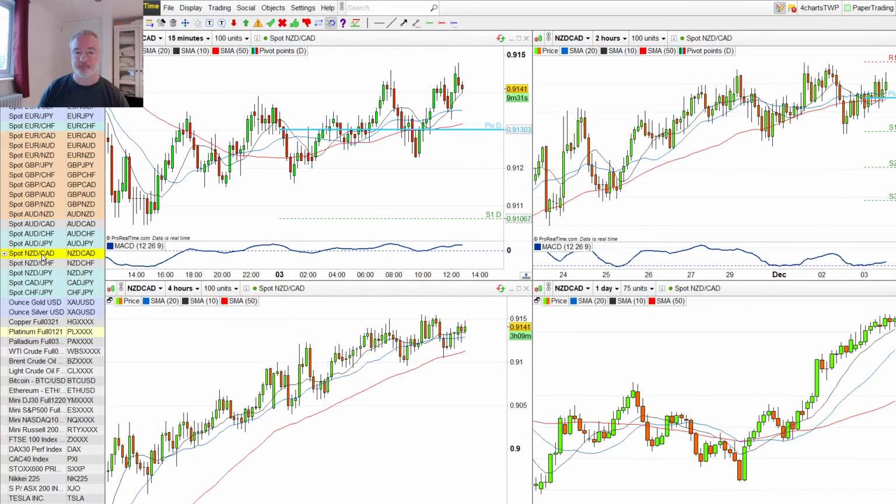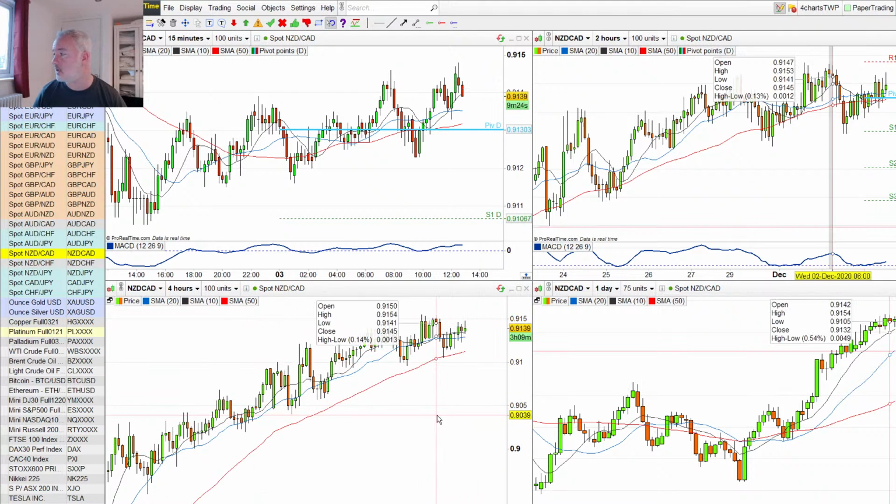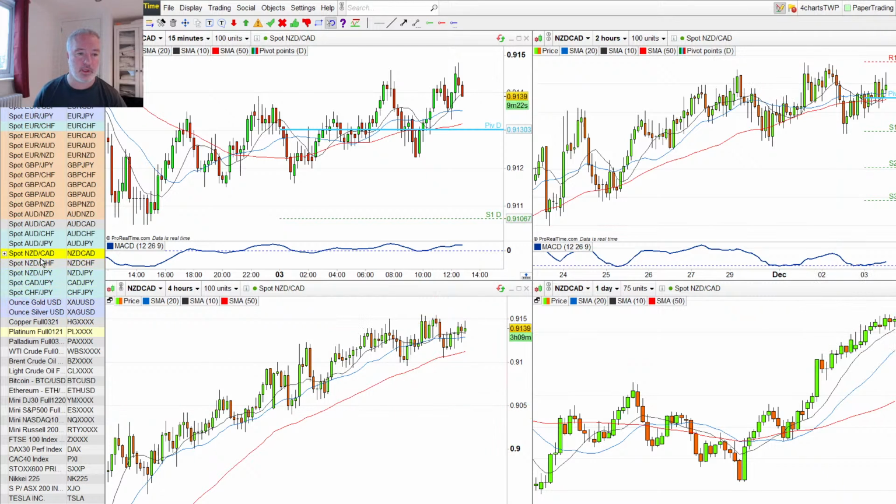Kiwi CAD. Problem with Kiwi CAD is we can see the momentum is bullish. But it's really choppy. It's very difficult to navigate. Kiwi Swissy.